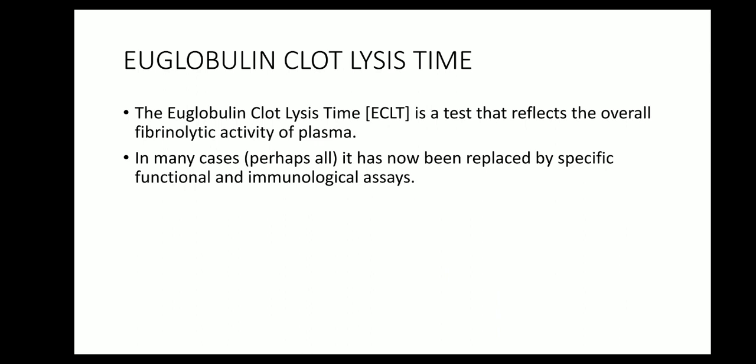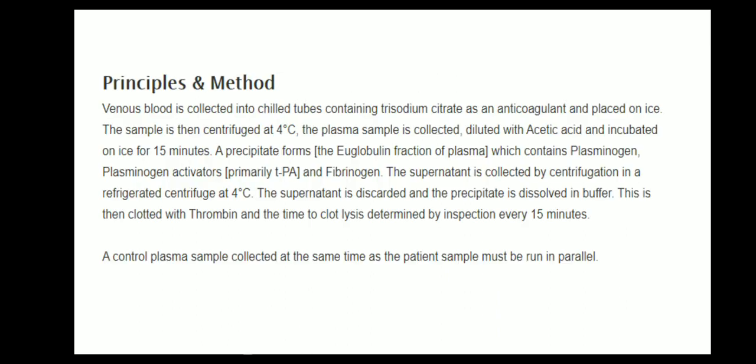Next is the euglobulin clot lysis time. This is a test which reflects the overall fibrinolytic activity of the plasma. In many cases, it has now been replaced by specific functional and immunological assays. What is the principle and method of doing the euglobulin clot lysis test?